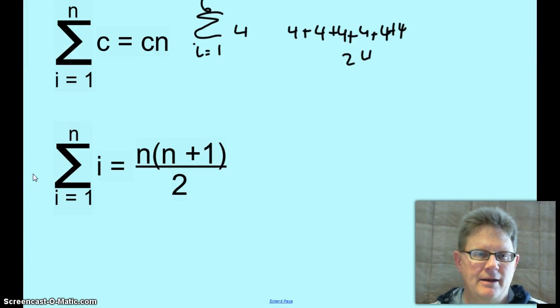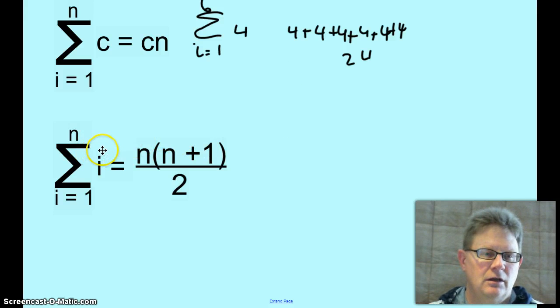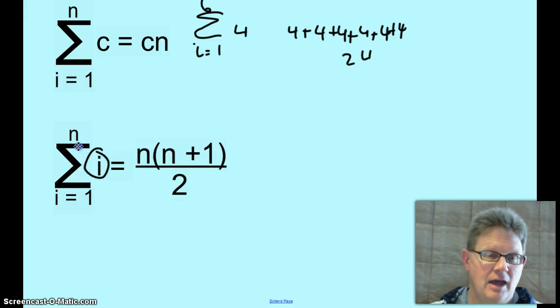i equals 1 to n. This is the summation if you're just adding a very simple function. If it's just i, then the summation from 1 to n is going to be n times n plus 1 divided by 2.